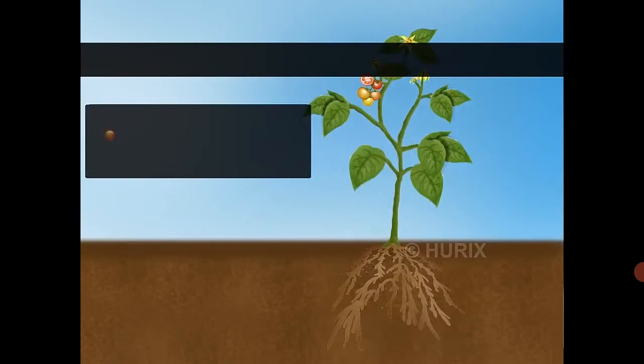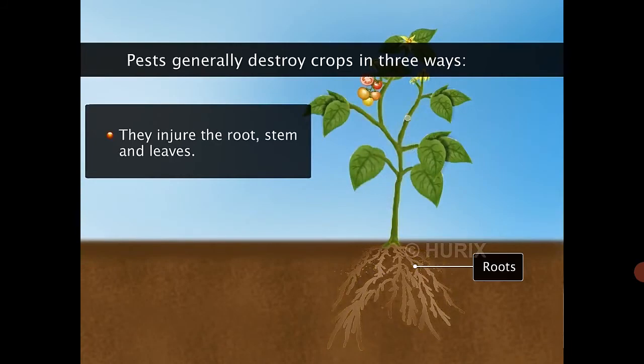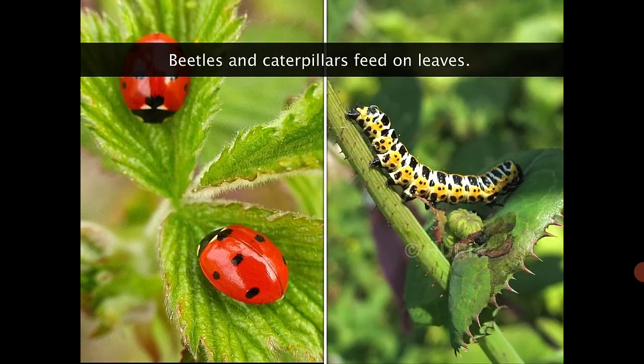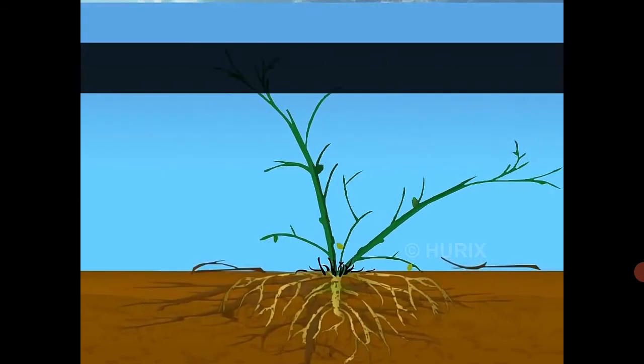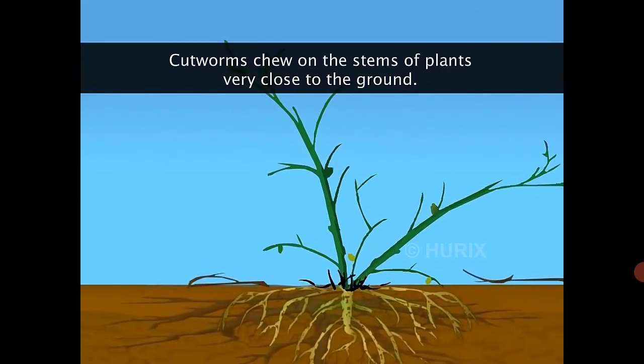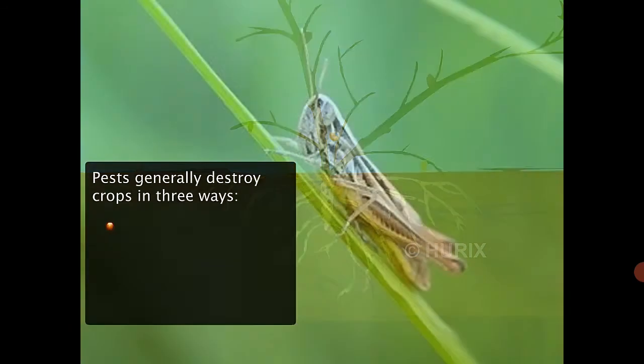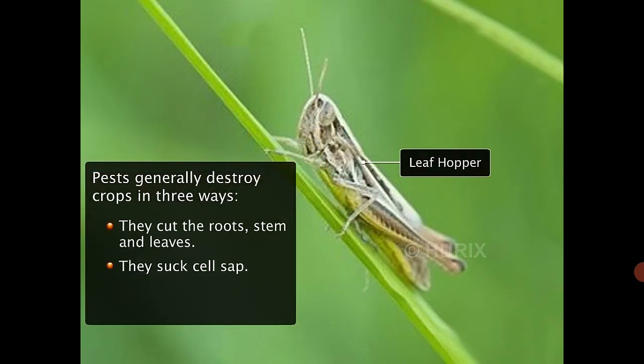One means of destruction is injury of the roots, stem, or leaves of the plant. Beetles and caterpillars feed on the leaves of plants, while cutworms chew on the stems of young plants very close to the ground and topple them over. The larvae of flies make their homes at the bases of plants and eat the plant's roots. They are hence called root maggots. Some insects, like the leaf hoppers, suck the cell sap from different parts of a plant.